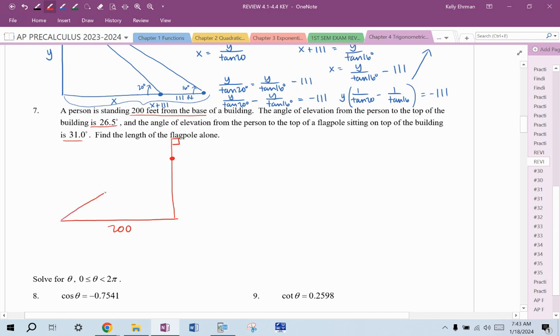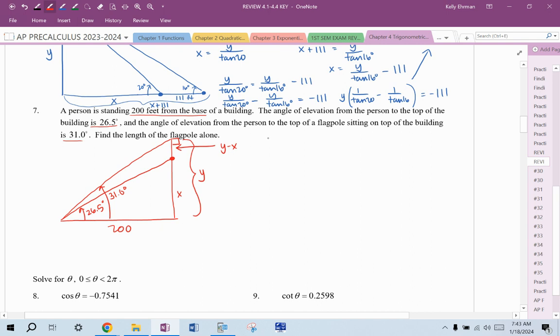So let's put in our two angles of elevation. So the first elevation to the top of the building, 26.5. And then you have to look higher. So this angle is 31.0. We don't know the height of the building, and we don't know the height from the ground to the top of the flagpole. But once we find those two things, the height of the flag is y minus x. So there are two triangles here.